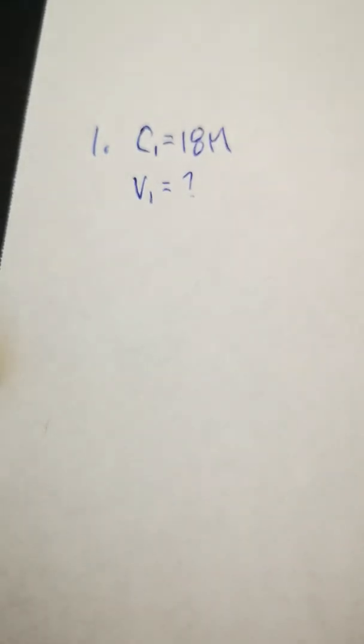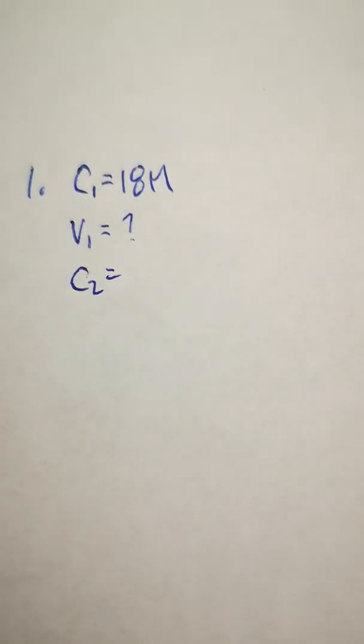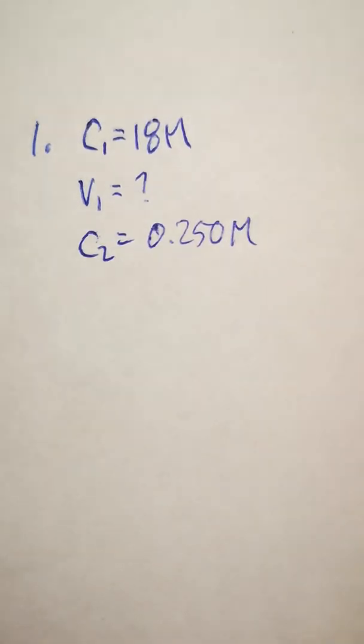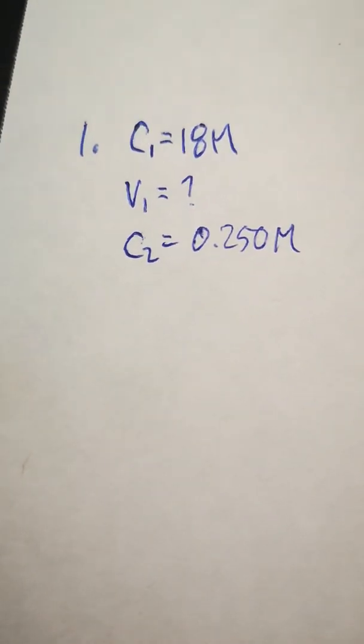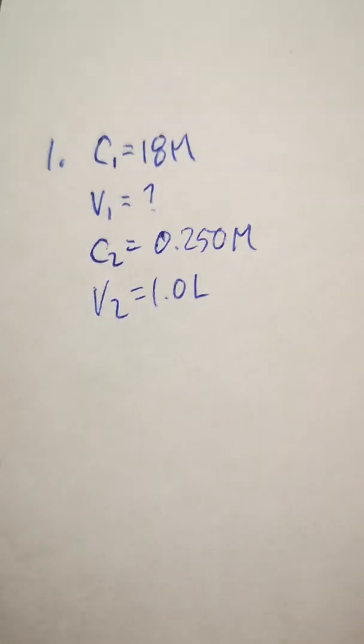We've got our initial concentration is 18 molar. The initial volume, how much of it? That's what we're solving for. How much of the standard solution? Our final concentration, well, that's what we were trying to create, which was 0.250 molarity. And our final volume was 1.0 liters.